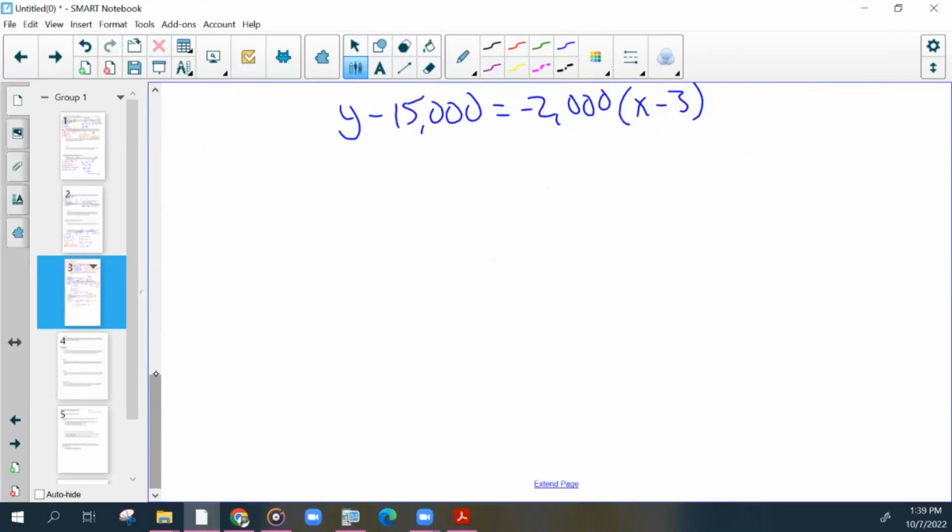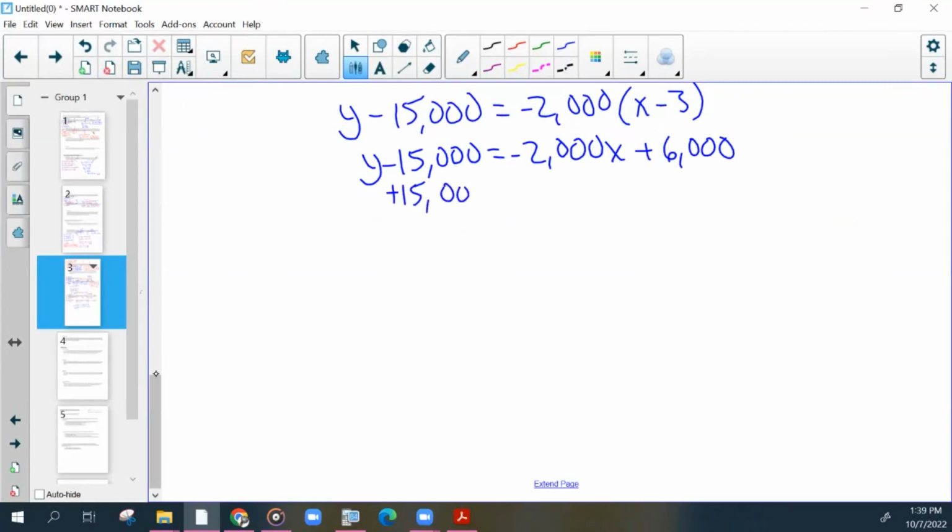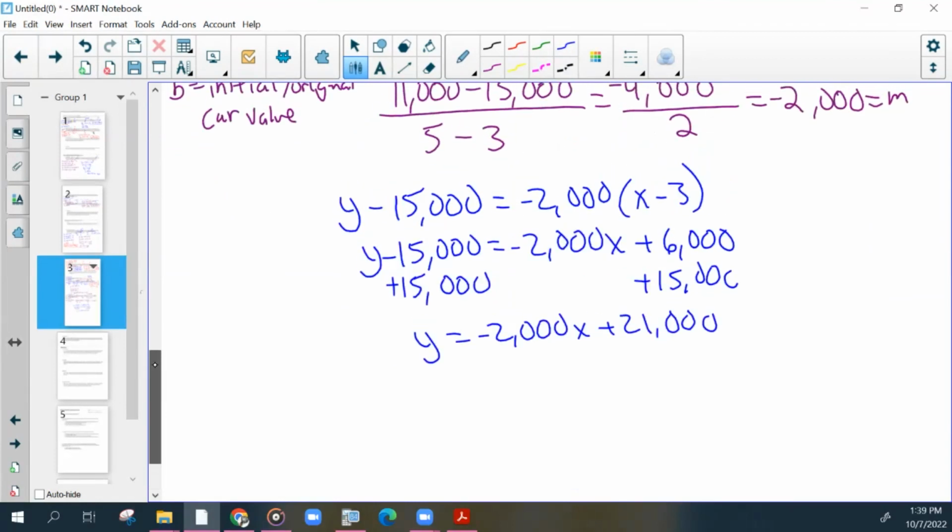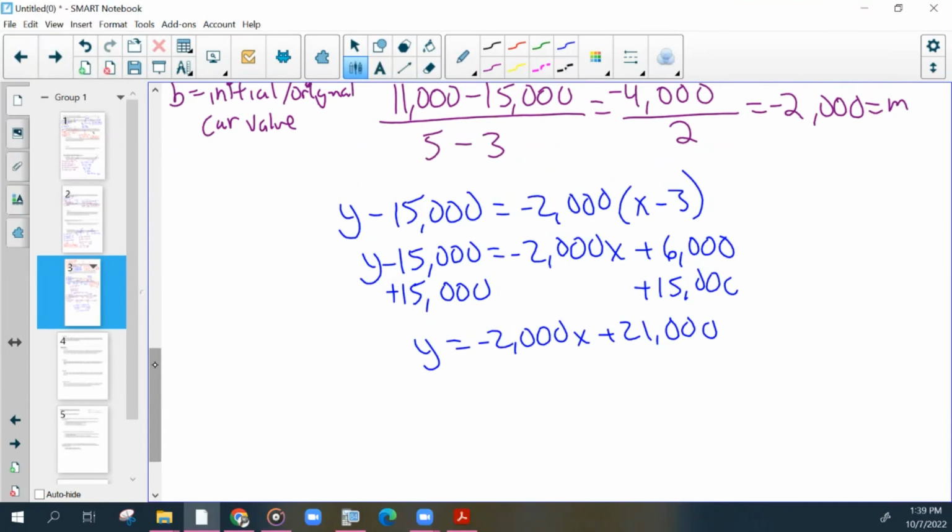and distribute, and then add 15,000 to both sides. So y equals negative 2,000, x plus 21,000. This means the initial or the original value of the car, like when it was purchased off the lot, whatever, was 21,000.